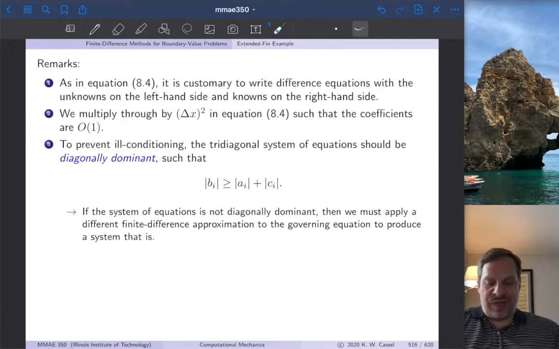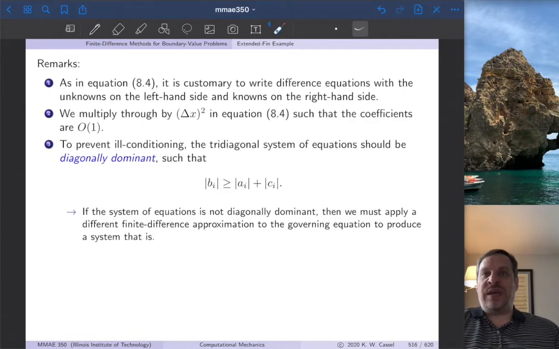So you'll notice when we write these difference equations, so we have the differential equation, which has derivatives in it. Then we have the difference equation, which is after we apply the finite differences. The difference equation, by convention, is written with unknowns on the left and knowns on the right. So you'll notice anytime I looked at a term, I said, oh, well, I know everything, and we put it on the right-hand side. We've multiplied through, I said this before, we've multiplied through by the delta x squared so that all of our A, B, C coefficients are order 1. And that just makes them nice numerically, so we don't have to worry about numbers getting too big or too small when we do our numerical calculations.